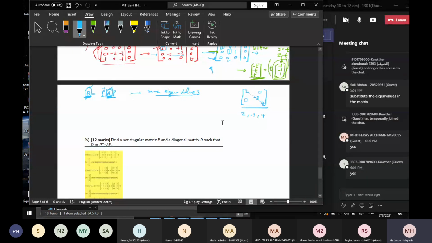So if the matrix is diagonal, these are the eigenvalues. So what are the eigenvalues of A? No need to calculate. It is 2, minus 3 or 4. Why? Because they are similar.